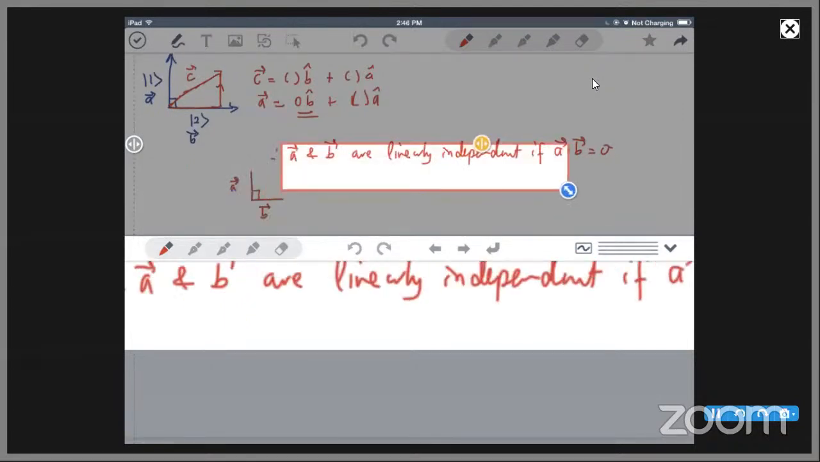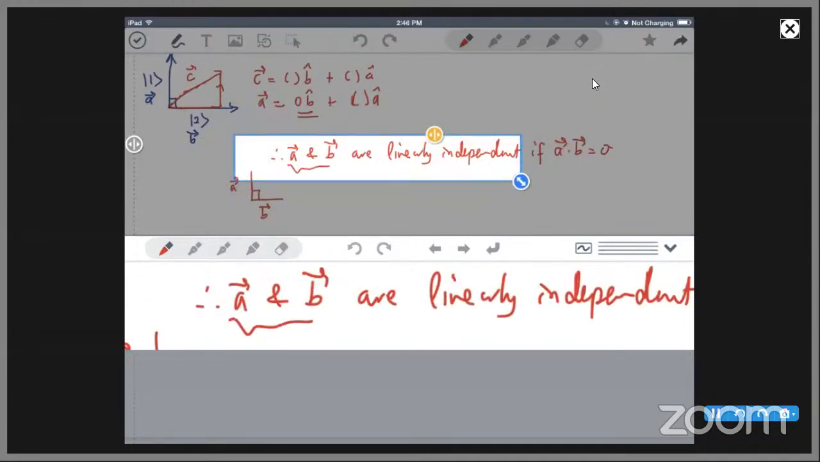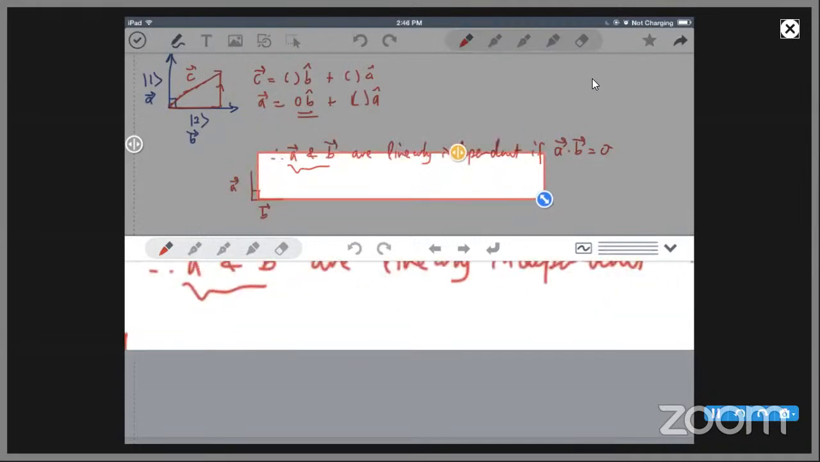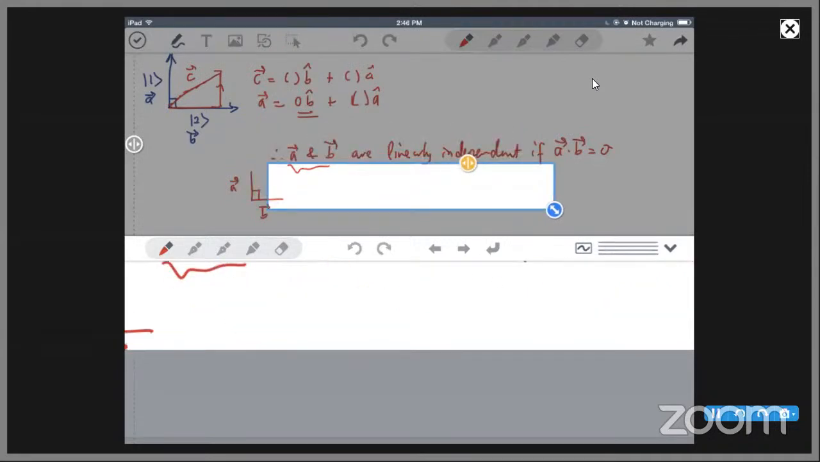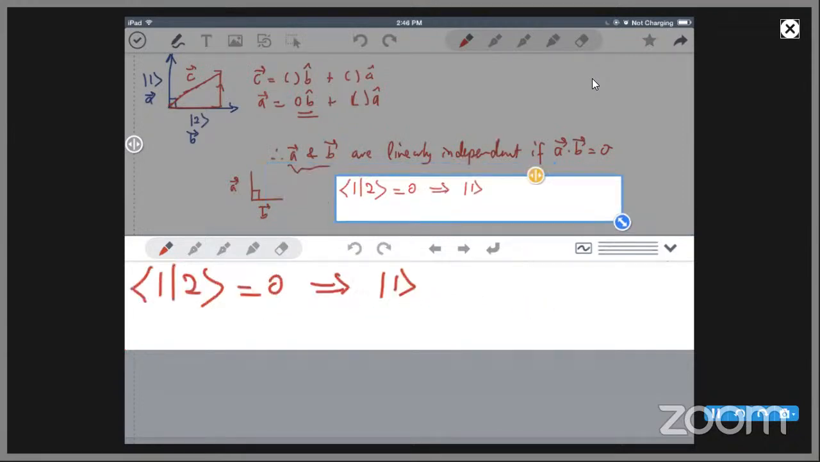I got this from just observing in R2 space, but in general, it also carries to n-dimensional space. If the dot product of 1 and 2 is 0, that means 1 and 2 are linearly independent.